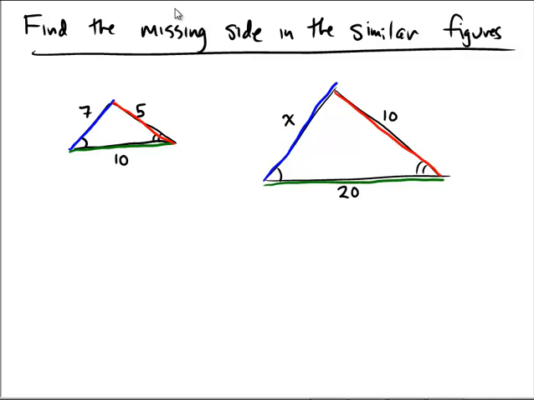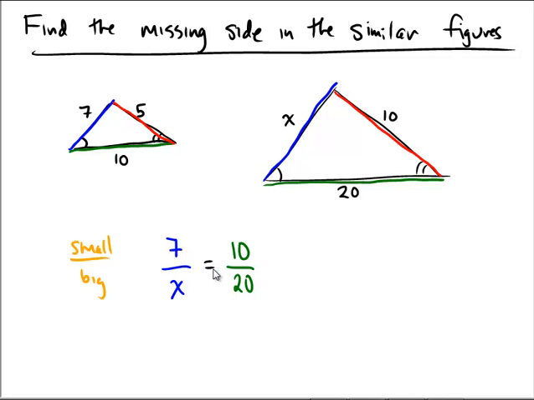As I set this up, I'm going to make a ratio of small triangle to big triangle. There are alternate ways you can do this, but I like small to big because it allows me to do the same thing every single time I set this up. So in my small triangle I have a 7 on the left, and in my big triangle I have an X on the left. Then I have in the small triangle a 10 on the bottom, and in the big triangle a 20 on the bottom.